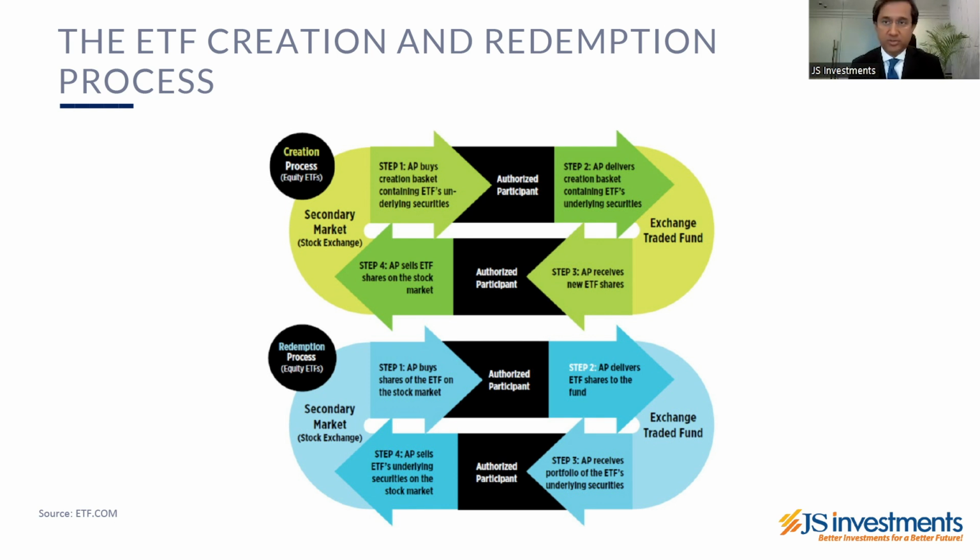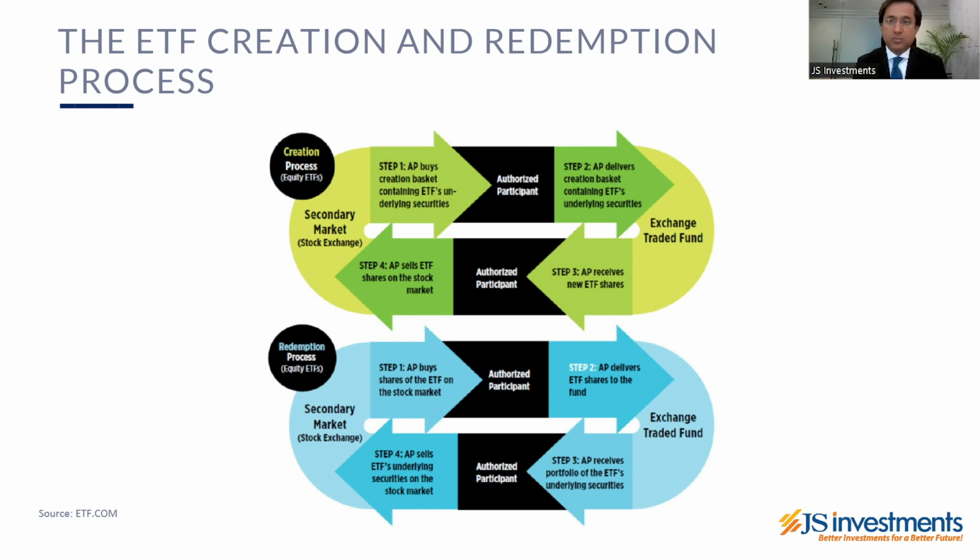Let's start with the creation process. When an investor buys ETF shares, the broker or the authorized participant buys a creation basket, which contains the ETF's underlying securities from the market. The broker then delivers this creation basket to the fund. In exchange, the fund issues ETF shares to the broker, who subsequently delivers these shares to the investors. So that basically sums up the creation process. Essentially, every time an investor buys an ETF share, the broker will have to buy the underlying securities which constitute the ETF itself. So that is the main concept.